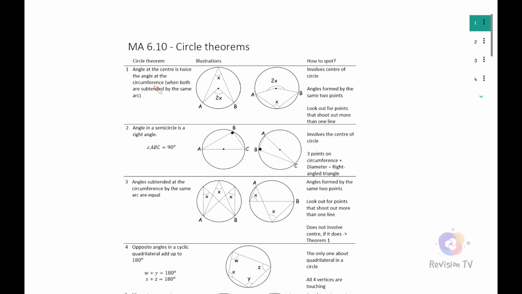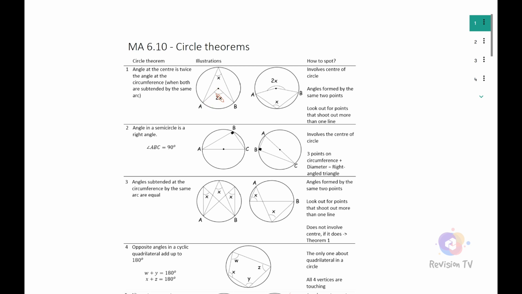So first of all, the first one is called angle at the center is twice the angle at the circumference when both are subtended by the same arc. The bracket one is optional, but you do have to write down the exact wording: angle at the center is twice the angle at the circumference. This is called the reason. In a circle theorem question, more often than not they will ask you to write down the reason, state the reason every step, explain the steps you do. Then you will have to explain this circle theorem.